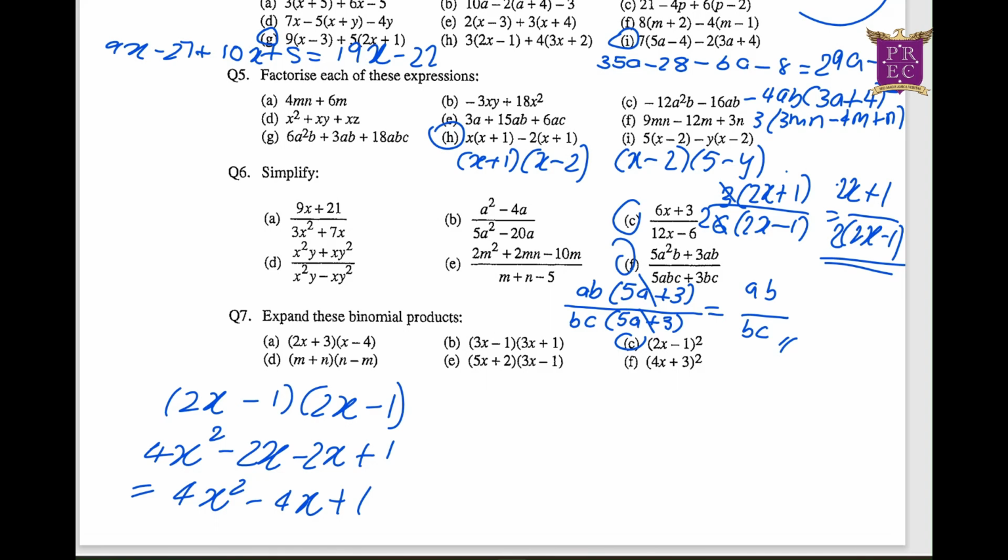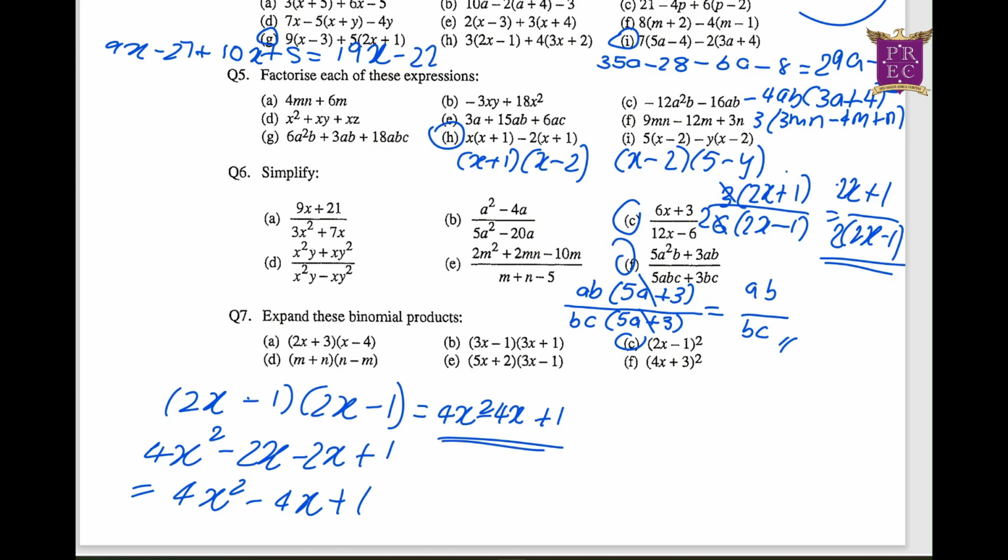An easier way to look at it is we take this term over here and square it, which gives us 4x squared, and we look at the term over here, square it, which gives us plus 1, and we look at our term over here and term over here. We multiply these two terms, which gives us negative 2x, and we times it by 2, which gives us negative 4x. Put it in the middle, and that's how we get that answer.